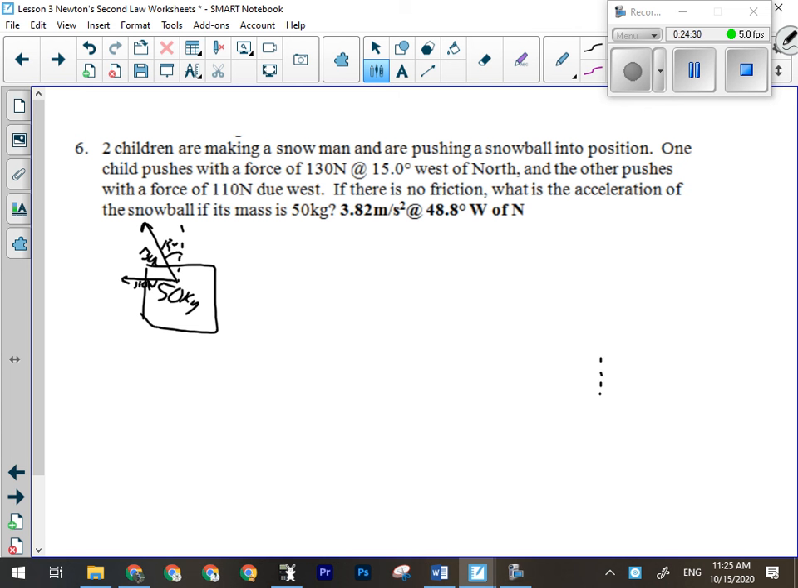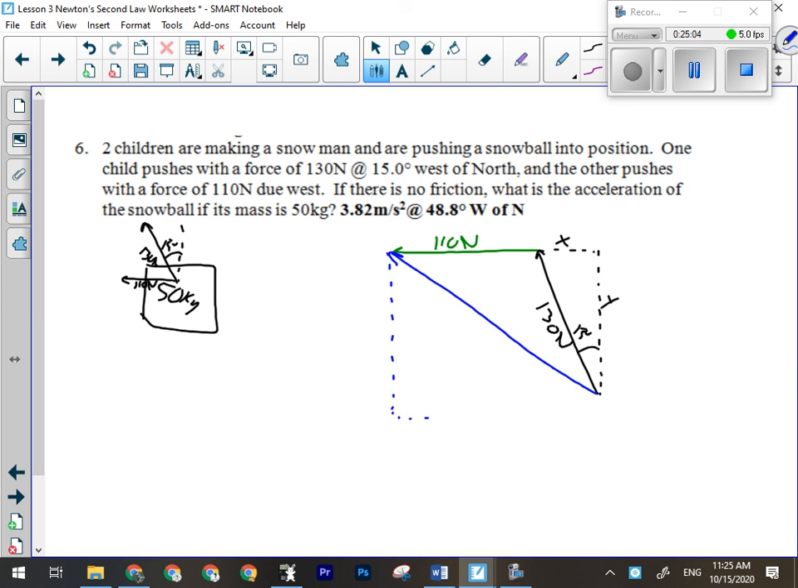So here's due north, 15 degrees west of north. Here's X, here's Y. This is 130 newtons. The other kid is pushing due west, 110 newtons. That means that the snowball is going to move this way as a result of those two forces. Everybody okay with that idea? That force is my net force.